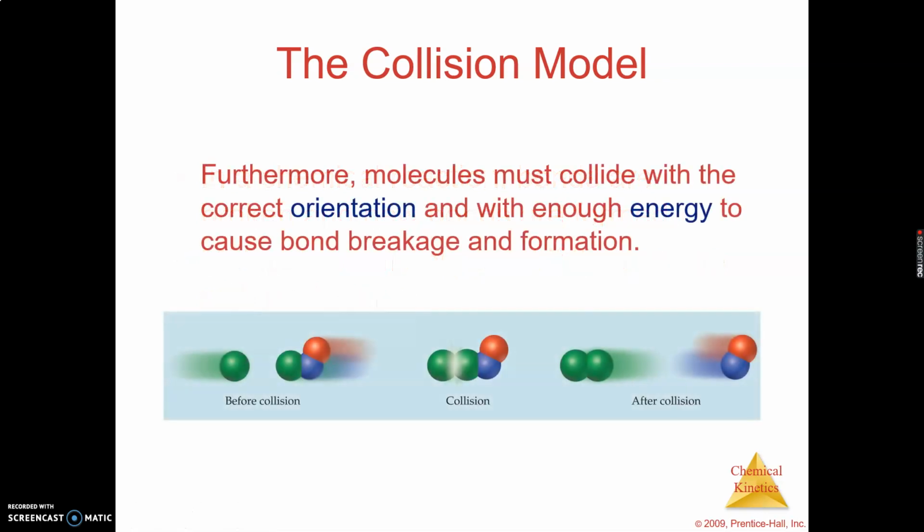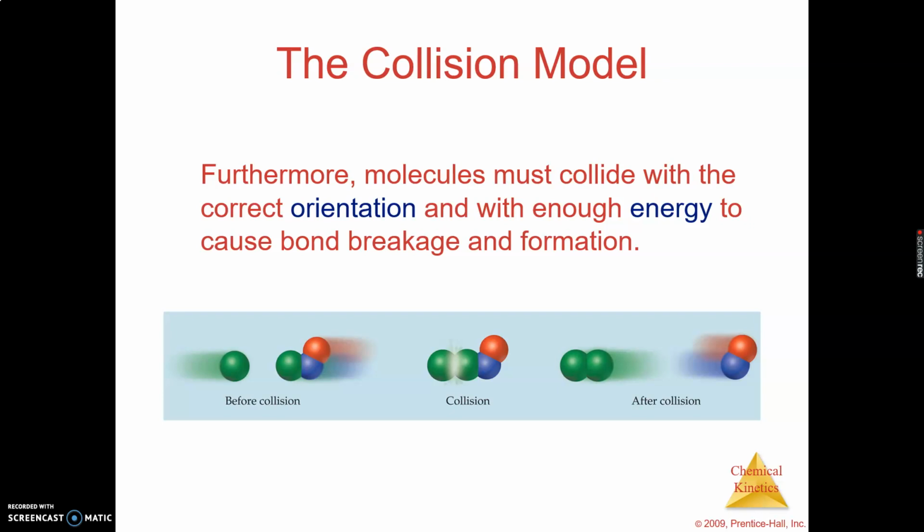Now, with those collisions, two things have to be true about those collisions. The collision must occur with the correct orientation and with enough energy. And why do we need energy? Well, we need energy because we need them to be moving fast enough in order to break the bonds that are holding the reactants apart. If they don't collide with enough energy, then no reaction will occur. If they collide and there's not enough energy to cause the bond breakage, then they'll just bounce off of each other and go on their way.